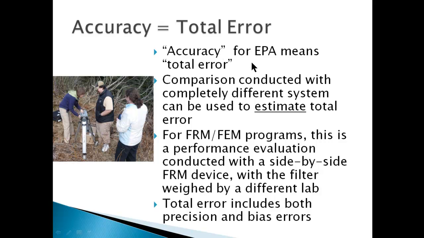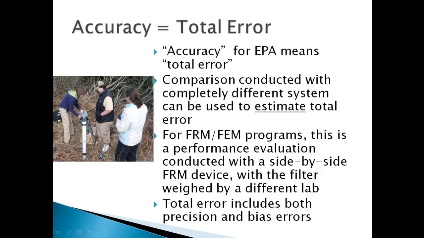Accuracy for EPA means total error. To really estimate total error, ideally, and this is what EPA does with the FRM and FEM methods, they send out contractors who might be less friendly than these people, but they kind of look like these people in that they come out and set up a portable sampler. They've got their own FRM or FEM. These people are going to set up a DustTrak, but it would be the same sort of thing. They do it side by side, and then they compare the difference.